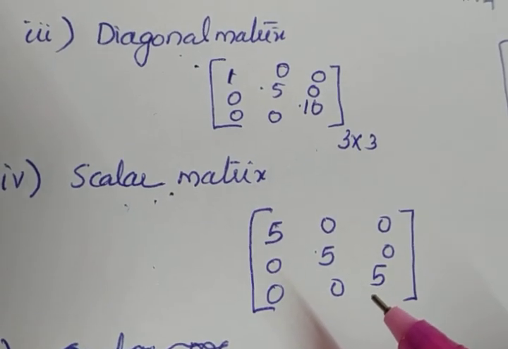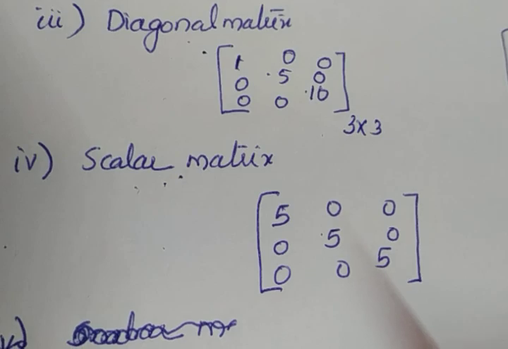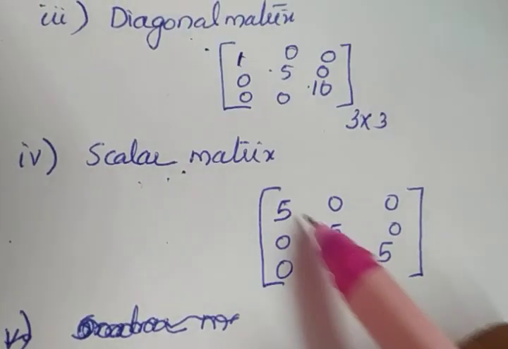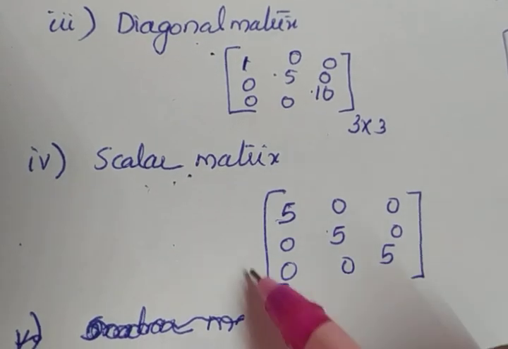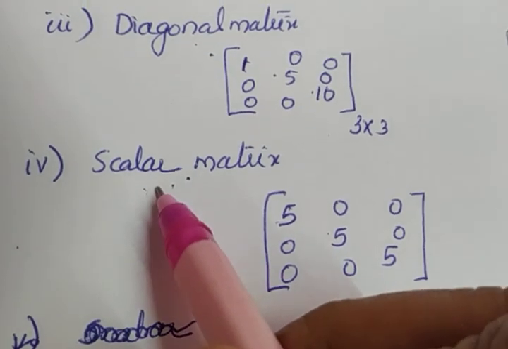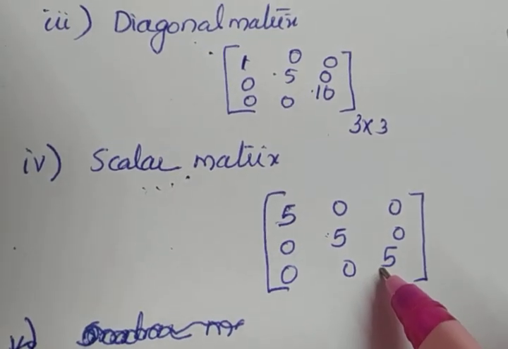So for a scalar matrix, there are two conditions. First of all, it must be a square matrix. That is, number of rows must be equal to number of columns. Second, it must be a diagonal matrix. Diagonal matrix means only diagonal elements must be there. All other non-diagonal elements must be 0. And the main condition for the scalar matrix is all the diagonal elements must be the same.